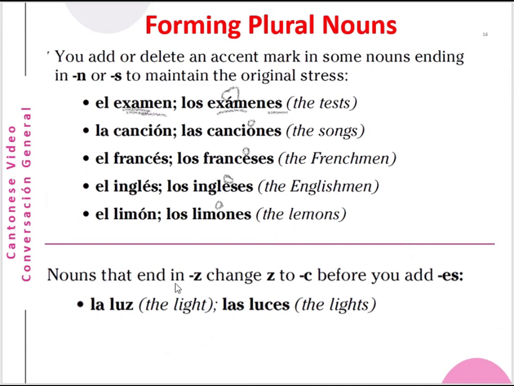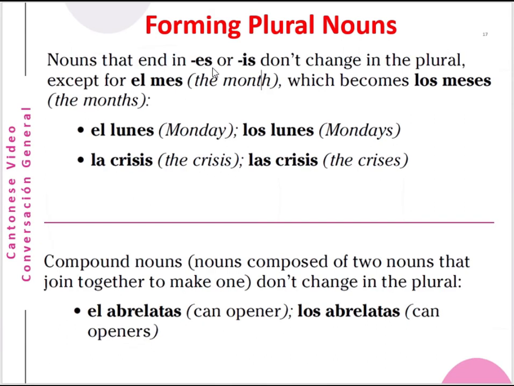And if the noun is ending in Z, you change the Z to C before you add ES. La luz, the light. And the plural form should be las luces, the lights. And you change the Z here into C here. Nouns that end in ES or IS don't change in plural form, except for el mes, the month, and los meses, the months. El lunes is the Monday, and los lunes, Mondays. So you don't add any S or ES to the end because it is already ending in ES or IS. La crisis, the crisis. Las crisis, the crises.